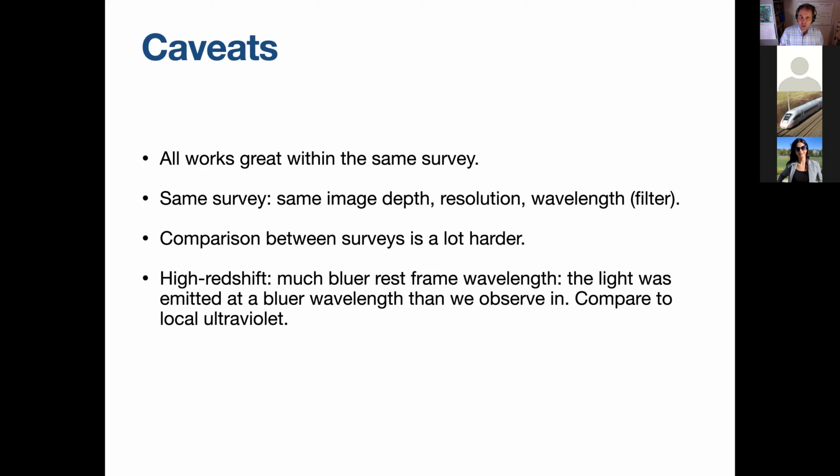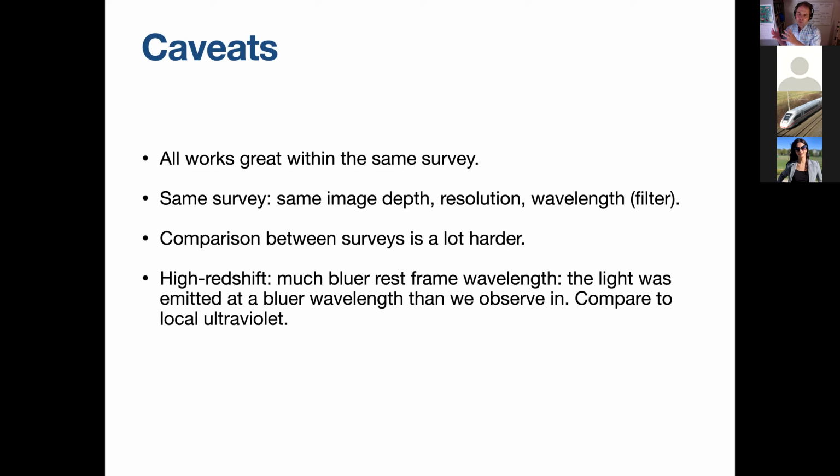So that's good, but it works great within the same survey. And I cannot overstate this particular part of the caveat. It works great within the same data set. So you can separate things out, you can identify unique features, provided it has all the same characteristics, same image depth, same physical resolution. So a kiloparsec bar is equally resolved across the survey, and it has to be the same wavelength.